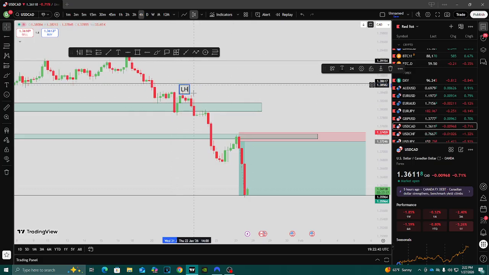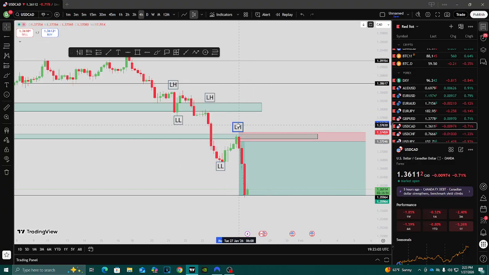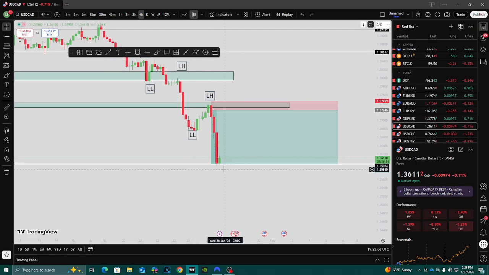Lower high, lower low. Lower high, lower low. And obviously we gotta wait until this candle closes, but this would pretty much be a lower low because this lower high, since it's a lower high, needs to make a lower low. So right now, it already printed this lower low. Now I gotta print the lower high.